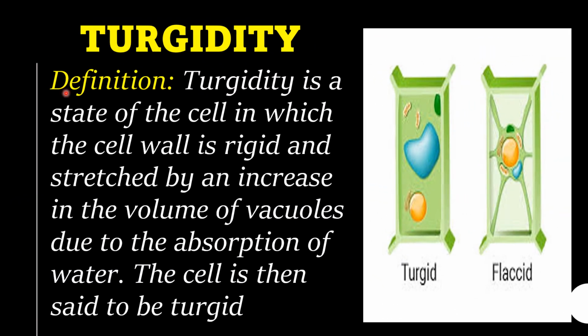Turgidity. What is the definition of turgidity? Turgidity is a state of the cell in which the cell wall is rigid and stretched by an increase in the volume of vacuoles, due to the absorption of water. Here endosmosis will occur. Due to endosmosis, the cell becomes turgid. That condition is called turgidity.